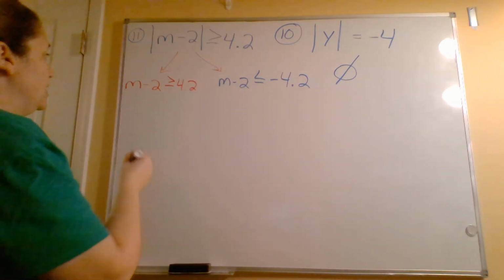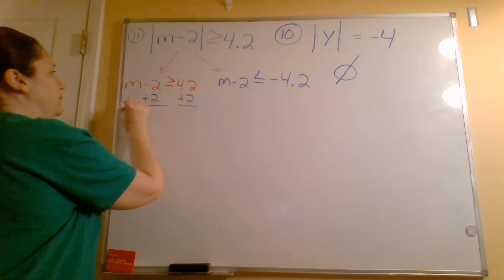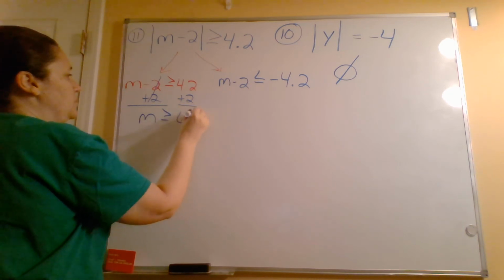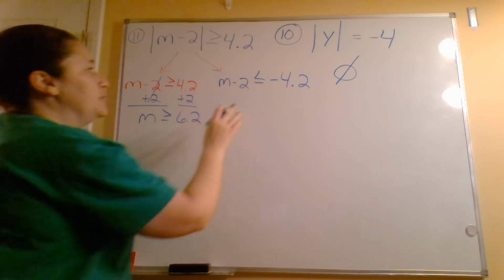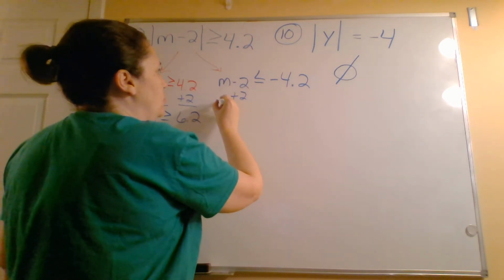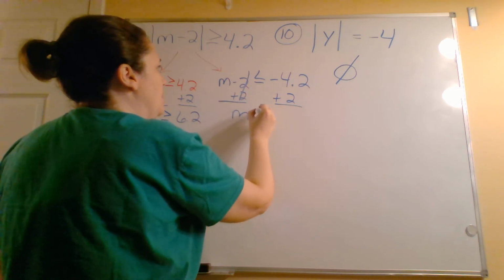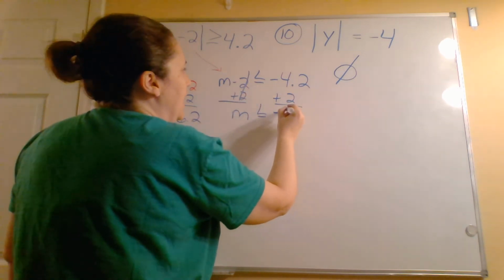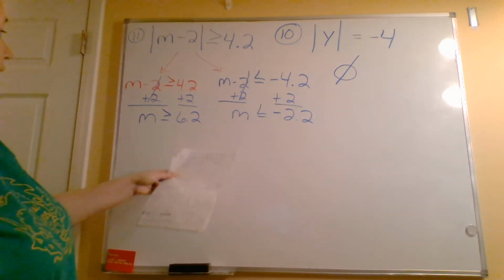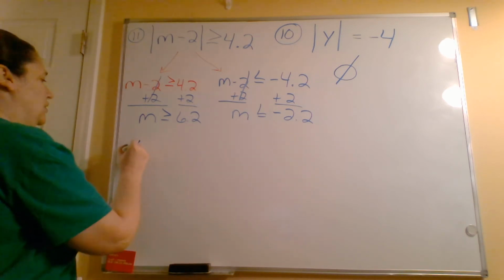Now we solve these. They're subtracting 2, so we have to add 2. The 2's cross off. M is greater than or equal to 6.2. And for this one, they're subtracting 2, so we have to add 2. The 2's cross off. M is less than or equal to negative 2.2. And let me just make sure I got it right. I did.